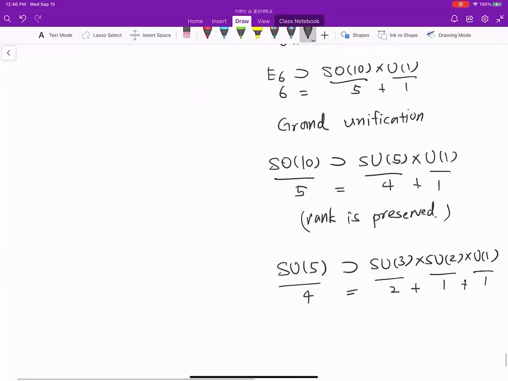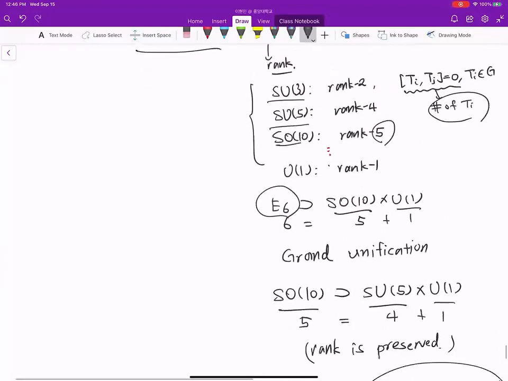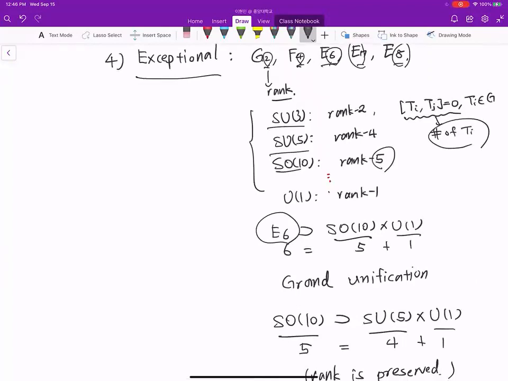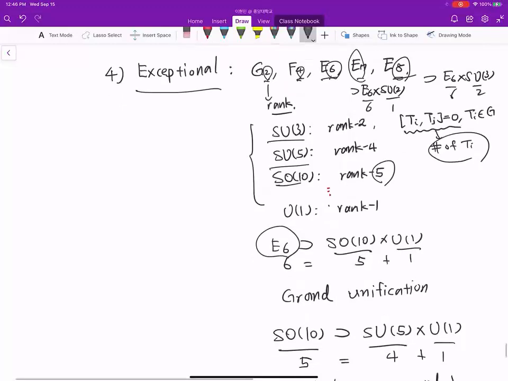So then you can see there's some sequential breaking of the big group starting from E6. Then you end up with the standard model. Okay, so what about E6, E8, E7? So E7, E8 you can think of. This is similar to E6 cross SU(2), because the rank of SU(2) is 1. This is 6. So E8 contains E6 times SU(3). So this is 6, 2. Because of that, I think E6 is enough in this picture.